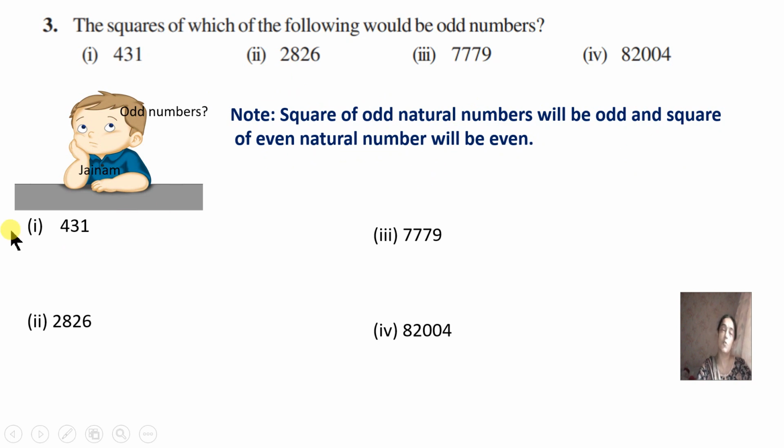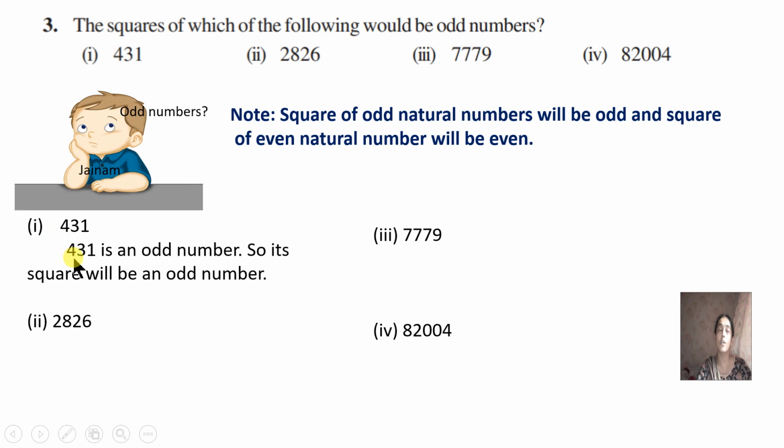So, Jainam is going to answer 431. What will it be? 431 is an odd number? Yes, because its unit digit is 1. And therefore, square of 431 will be an odd number. So, here what you will write? 431 is an odd number. So, its square will be an odd number.